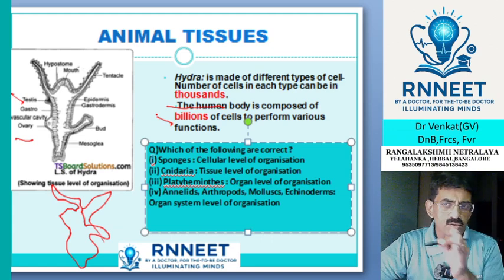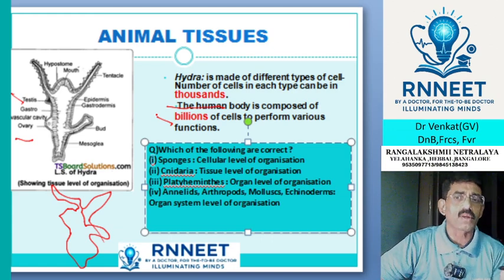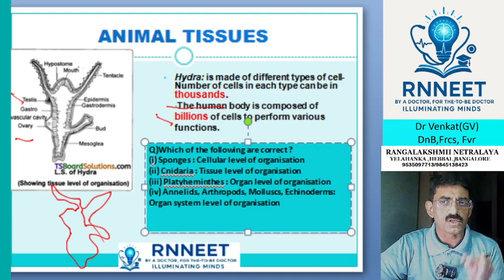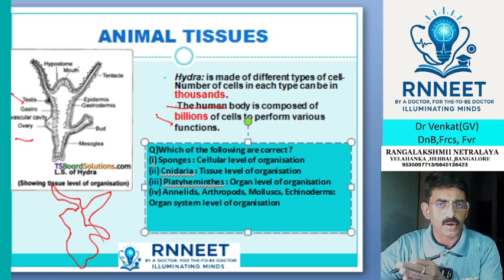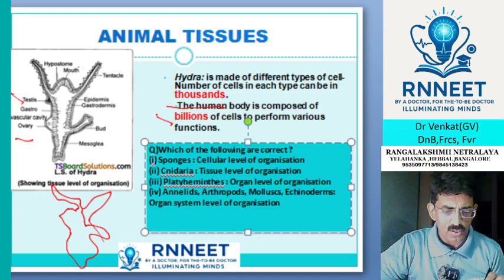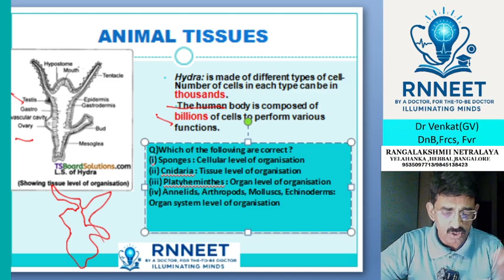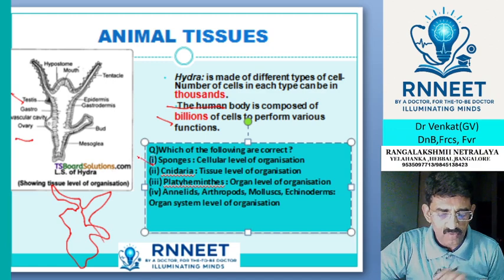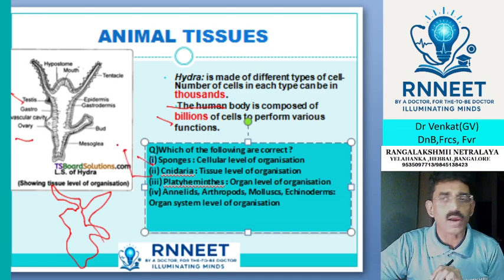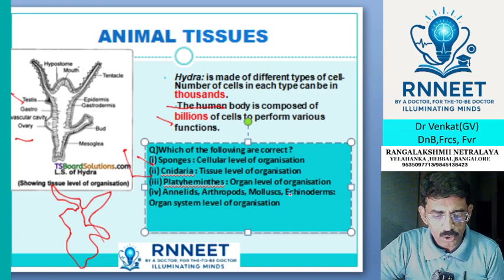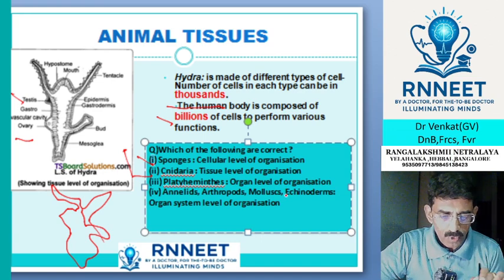But when you read this chapter and then do animal kingdom, you'll be able to register these things much better. So in this question, you see that sponges, yes, they are the basic portion which starts from sponges. So they show cellular level. Cnidaria, you saw that here, Cnidaria represented by Hydra has tissue level of organization.